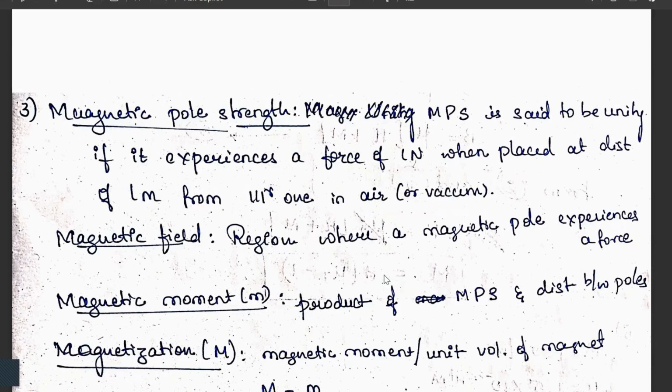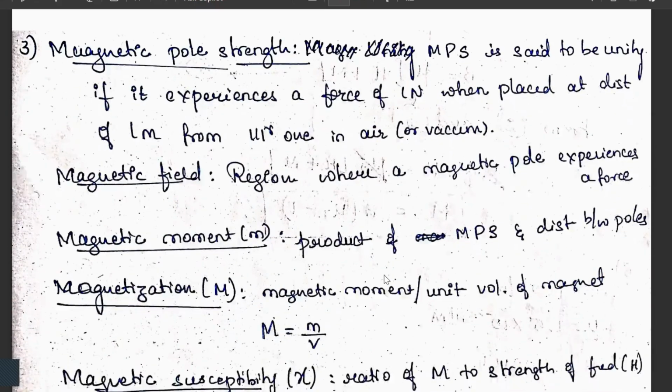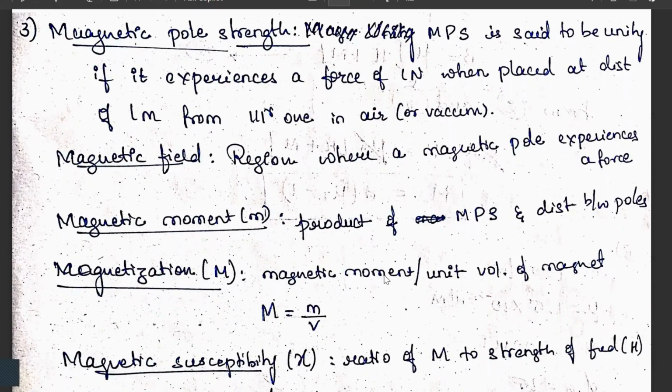We'll go with that. Magnetic pole strength is said to be unity if it experiences a force of 1 Newton when placed at a distance of 1 meter from a similar one in the air or vacuum. Magnetic field is a region where a magnetic pole experiences a force. Magnetic moment is the product of magnetic pole strength and the distance between the poles.